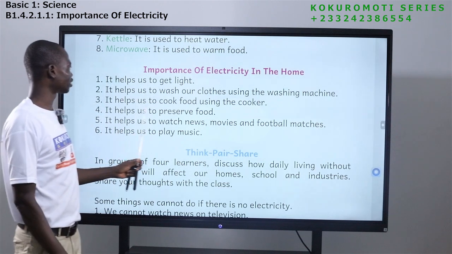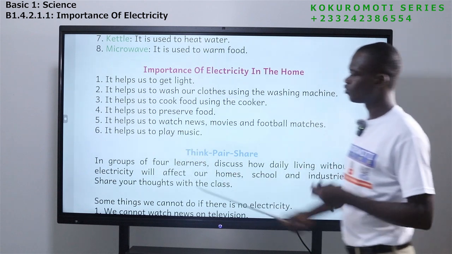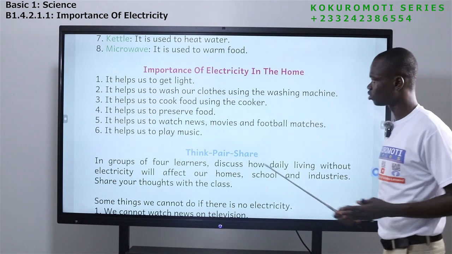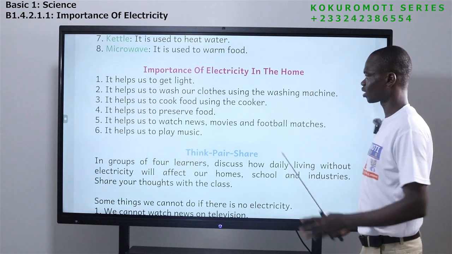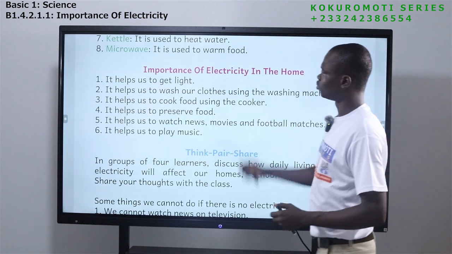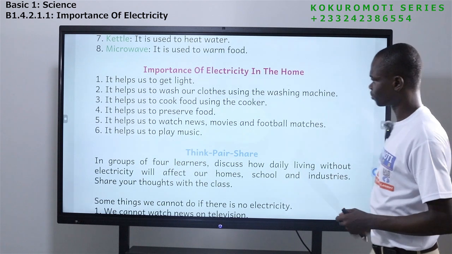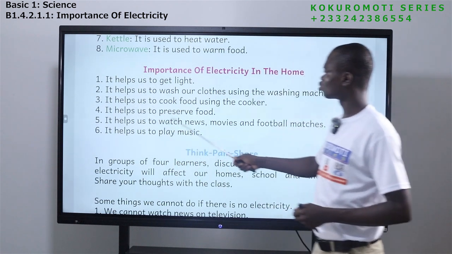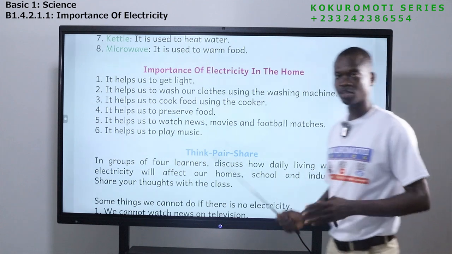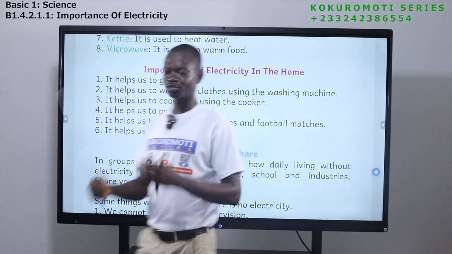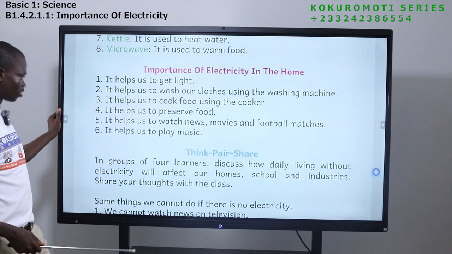Two, it helps us to wash our clothes using a washing machine. So if you want to wash your things, you want to use the washing machine. Without electricity, you cannot wash it. So we use it to wash our things using a washing machine. Number 3, it helps us to cook food using a cooker. So if you have a rice cooker and you want to cook, you use electricity before you can cook your food.